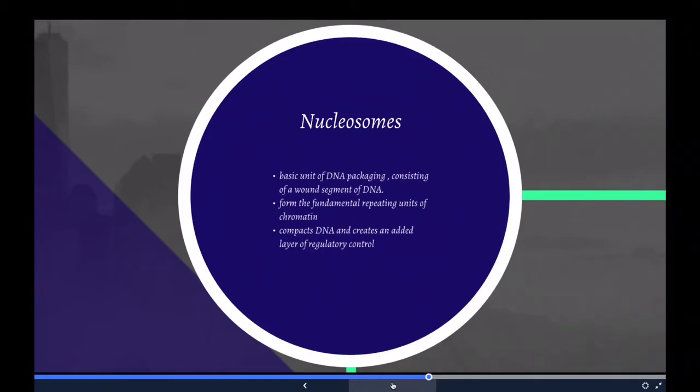Nucleosomes are folded through a series of successively higher order structures to eventually form a chromosome. This both compacts DNA and creates an added layer of regulatory control, which ensures correct gene expression. Nucleosomes are thought to carry epigenetically inherited information in the form of covalent modifications of their core histones.